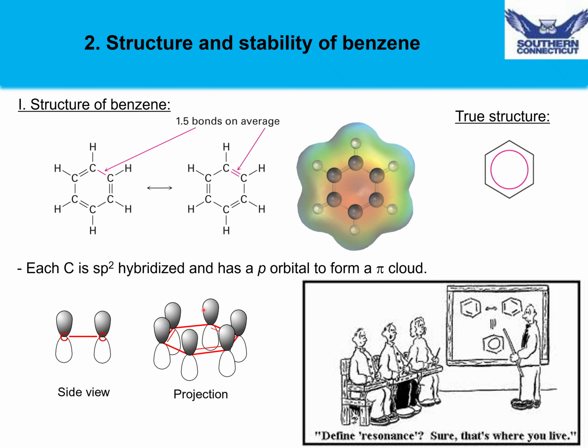This is illustrated here, where the p orbitals are adjacent to each other on each carbon, and the top lobe on each p orbital will overlap so that there is a pi cloud here on the top of the benzene ring, but there is also a pi cloud underneath of the benzene ring.